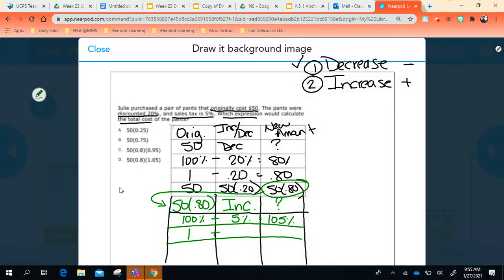So we have plus 0.05, which gives us 1.05. Also, make sure you're putting this part in the calculator because I'm seeing people with 0.105, which is also incorrect. So now I'm going to put in my new original. I'm going to skip this one. And what would my final answer end up being? 50 times 1.05.